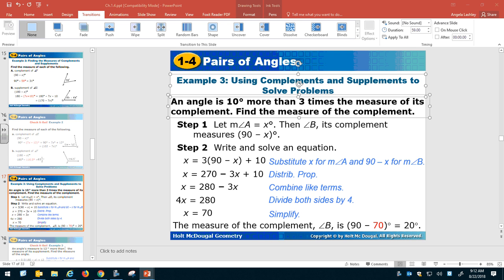Okay, so one way that would work every time is to dissect the sentence word by word. An angle, I don't know. Is means equals. More than means add. 3 times means multiply. Complement means 90 minus your angle. Now you have an equation and you can solve it.